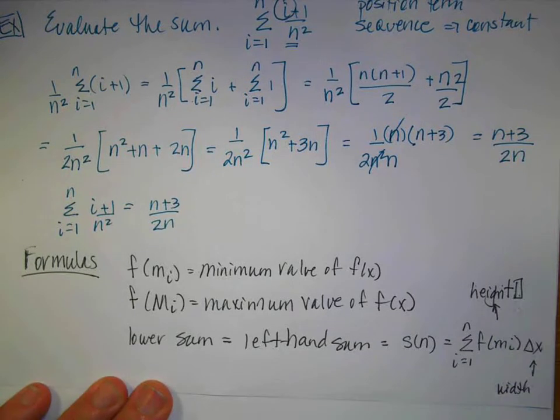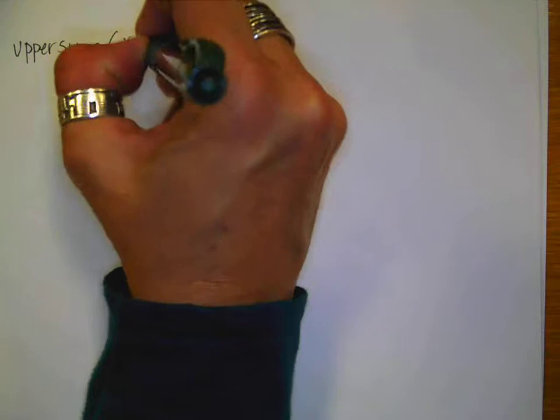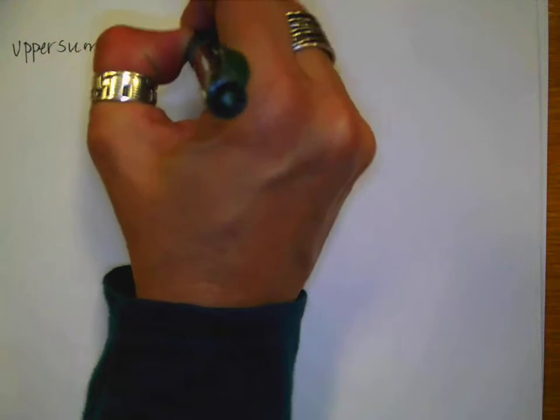So I have the height of the rectangle, and then I have the width of the rectangle. And the basic idea is that the area under the curve is just the sum of all of the individual rectangles. Alrighty? If I go to another sheet of paper for my upper sum, which is going to be our right-hand sum.